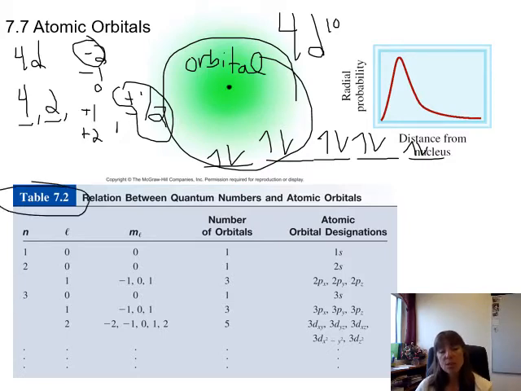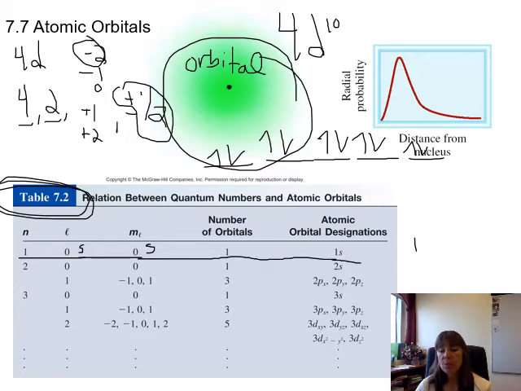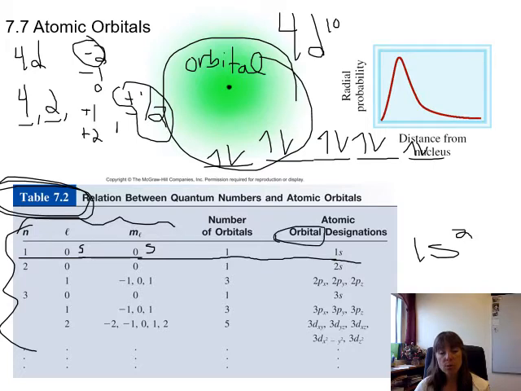This table out of your textbook, table 7.2, shows the relationship between quantum numbers and atomic orbitals. The quantum numbers tell you something. n equals 1, l equals 0. This is an s orbital, so l has to be 0 because it's an s orbital. The number of orbitals that have this designation is 1, and that atomic designation is 1s. If I write 1s2, I'm indicating helium, because helium has 2 electrons in the s orbital. That's what this table is trying to go through: the relation between the quantum numbers and the orbital designation.